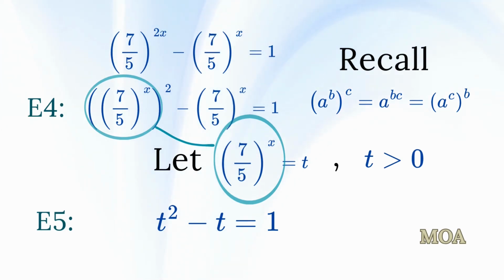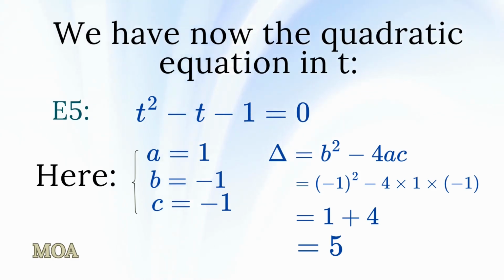Let (7/5)^x be equal to t, with t positive. This change of variable allows us to rewrite equation E4 in a new, simpler form, expressed clearly as the quadratic equation in the variable t, labeled E5. In this quadratic equation, the coefficient a is 1, b is −1, and c is −1.